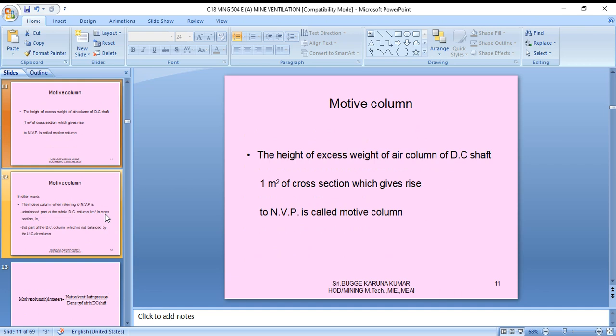The height of the excess weight of the air column of the DC shaft, of one meter square cross section, which gives rise to the natural ventilation pressure (NVP), is called the motive column. This is the basic definition. So the level difference of these two, the difference of the downcast shaft's excess area, that much pressure will be created as the NVP of the motive column.